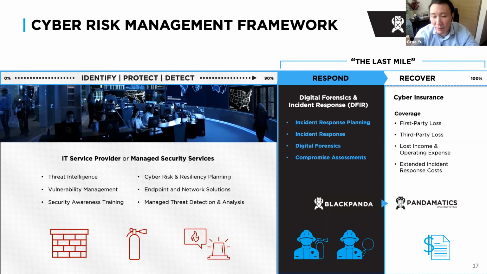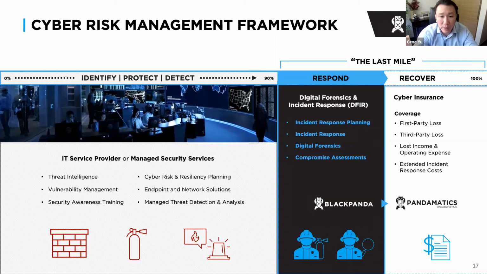This is where you need a firefighter, because not everything can be covered by your fire prevention measures. Well, Blackpanda are your firefighters. Unfortunately, right now, government is not well equipped resource-wise or talent-wise to be able to provide this service. So it has to be privatized.